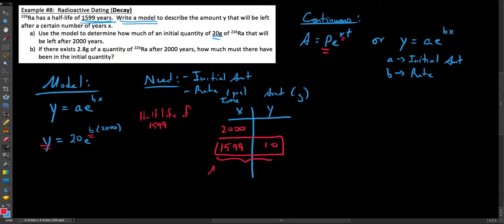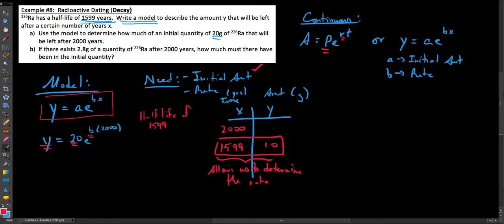And what that's going to allow us to do is determine the rate. So remember that we need the initial amount and the rate. We already know the initial amount is 20 here. And we want to be able to plug in 2,000 for the time and find the amount that would be left over. So in order to do this, we're going to use this data point right here, 1,599, 10. We're going to plug it into our initial model over here.